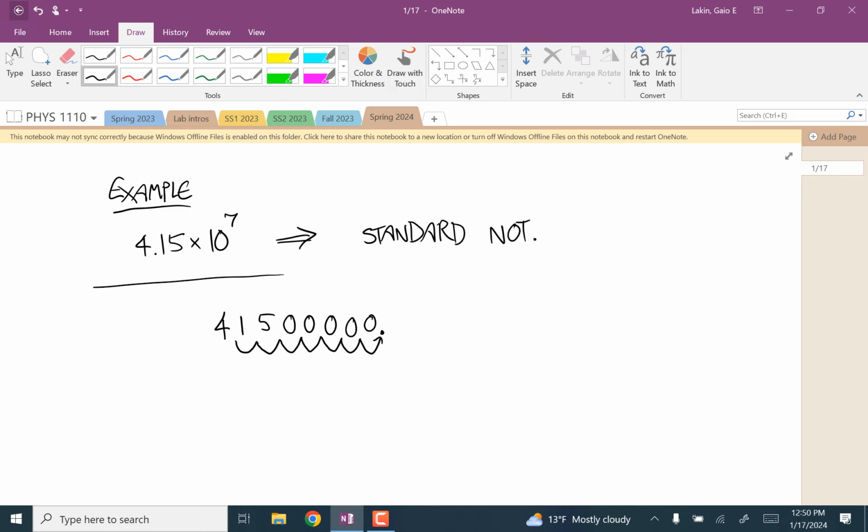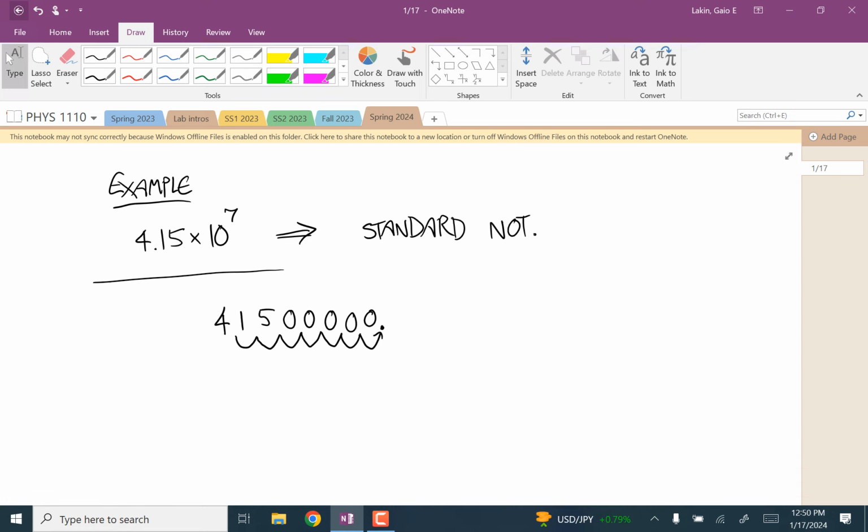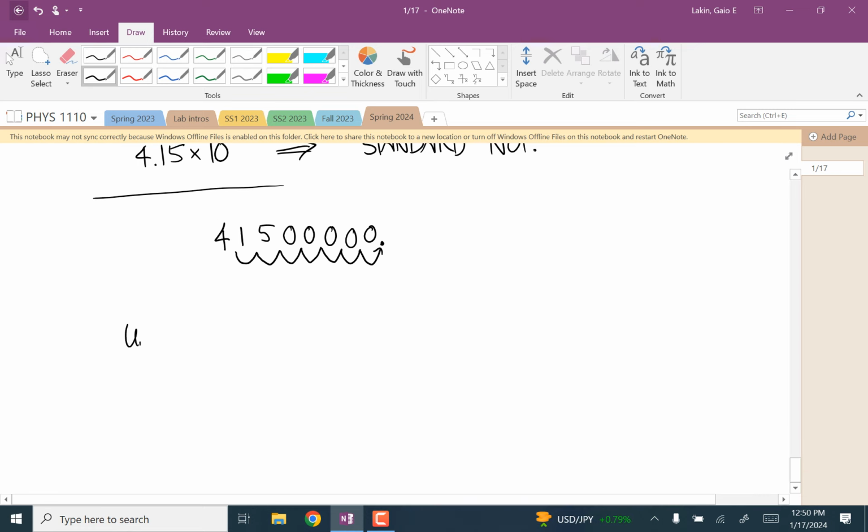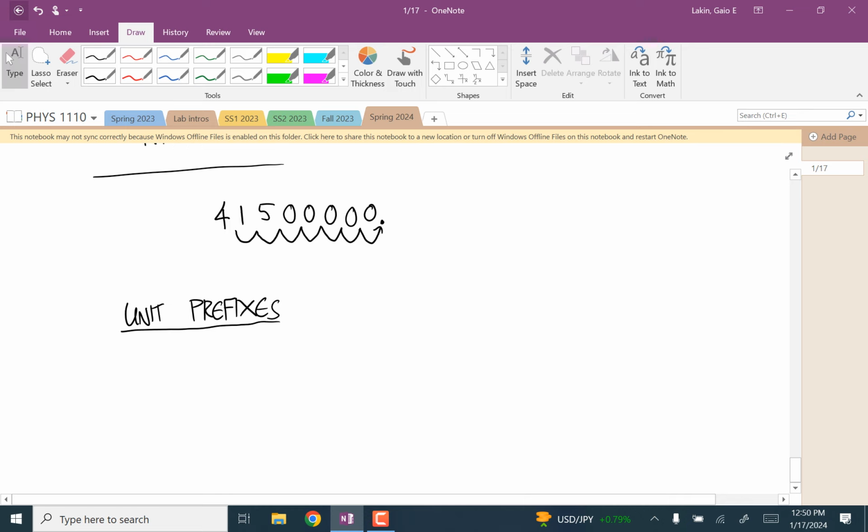Okay, the last thing we have to talk about today is unit prefixes, like millimeters, kilometers, microseconds. Those are all using prefixes on the units. And I'm going to give you a list of the most common ones, the ones that'll come up in this class.